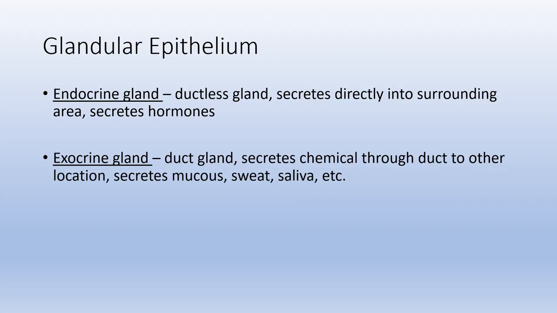Exocrine glands do have a duct attached to them. So the gland secretes the chemical, and the chemical is going to move through the duct to another location, either to the surface of the body, like when you sweat, or into, say, a body cavity, like saliva secreting into your mouth, or mucus secreting into your intestines. So if it has a duct, it's exocrine. If it does not have a duct, then it's an endocrine.